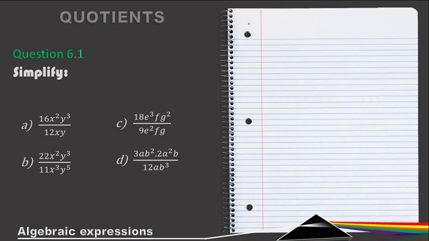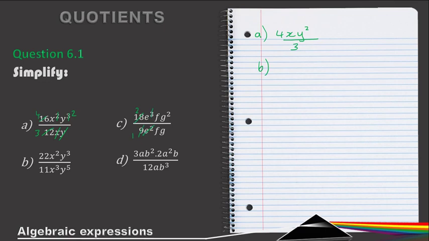Okay, so question 6.1 for A, 12 and 16, what can go into 12 is 4. 4 goes in there 3 times and in there 4 times. Then this x cancels with 1 at the top, and then this y cancels with 1 at the top, which is y. So what is left? We've got 4xy squared over 3.